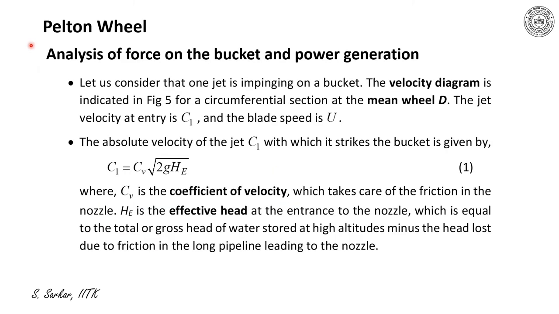After the velocity diagram of a Pelton wheel, I'll present here the analysis of force on the bucket and the power generation. Let us consider that one jet is impinging on a bucket. The velocity diagram is indicated in Figure 5. For a circumferential section at the mean diameter of the wheel, capital D.